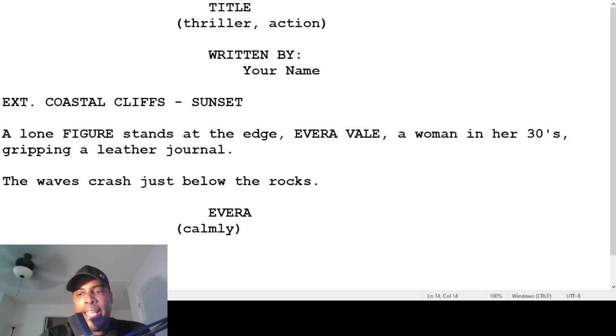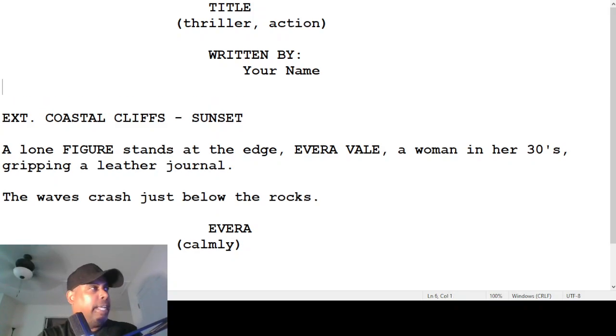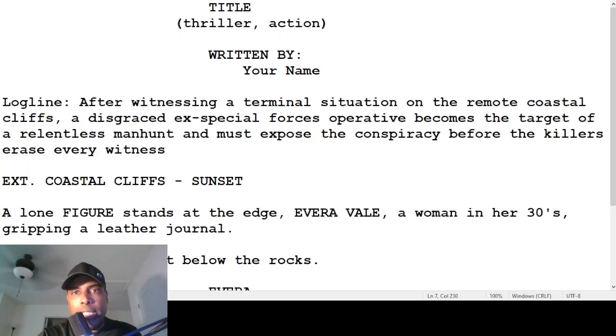So, guys, at this point, we have a situation where Avera is on the coastal cliff and there's something going on. So here's our log line. I'll embed the log line here for our practice. This is just for our edification, just embedding it into our exercise. But typically we won't do that when we write the real thing. So that's what we're going to work with here.